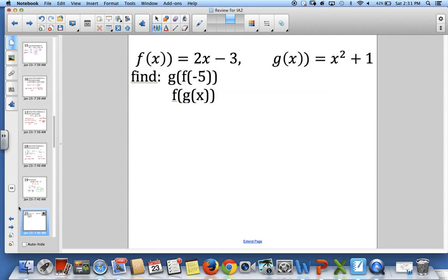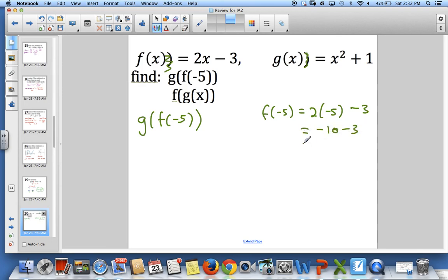Okay, the next problem, we're going to keep going here. For any of these, the first thing we're going to do, g of f of negative 5. So the first thing I want to do is figure out what f of negative 5 is. So over on the side, I say f of negative 5. And that means I go to function f, replace the x with negative 5. So it's 2 times negative 5 minus 3, which is negative 10 minus 3, which is negative 13. So f of negative 5 equals negative 13.